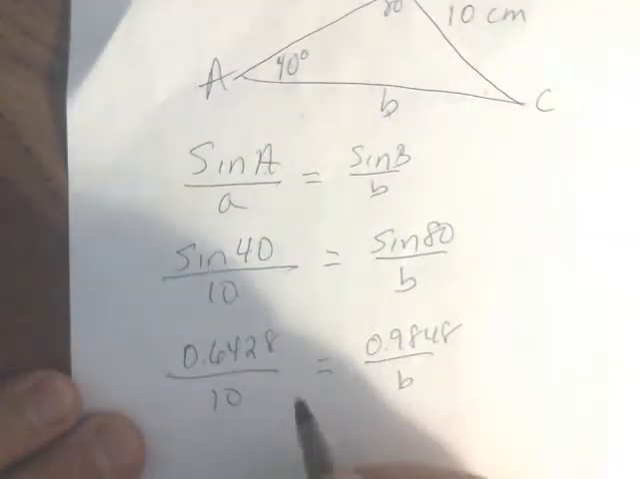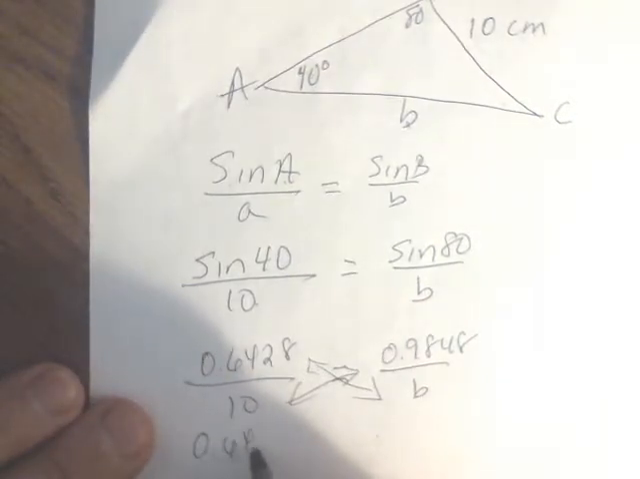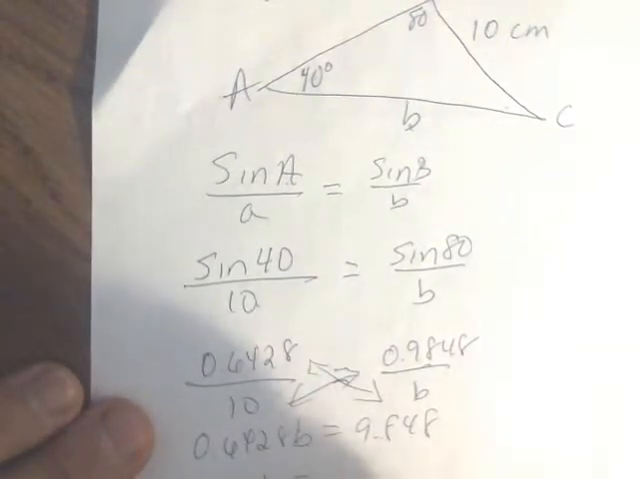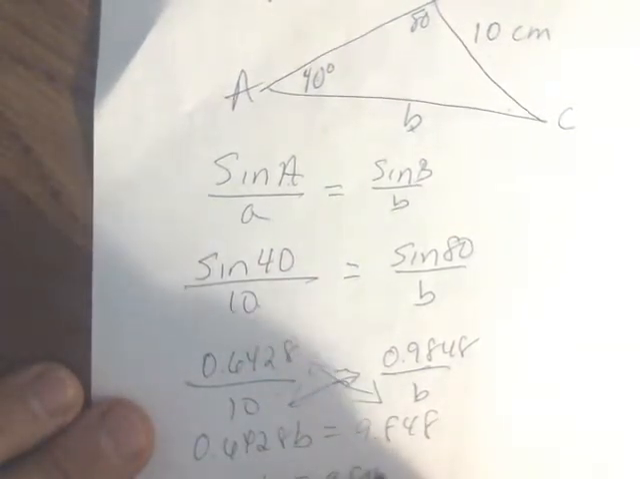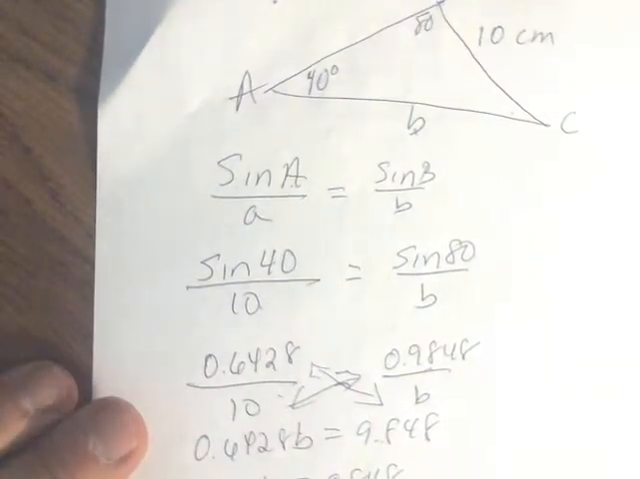Okay, so I cross multiply. So I get 0.6428b equals 10 times this, which is 9.848. So b is 9.848 divided by 0.6428. So b is 15.3.